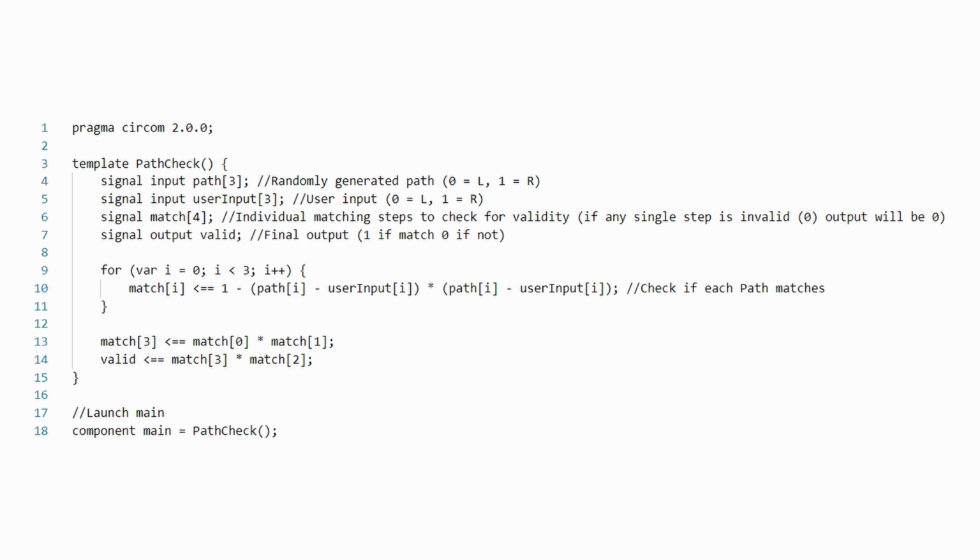In regards to the underlying implementation, you have this circuit, which is coded in Circom. So first you have the input path and the user input. Those are the randomly generated path and what the user entered in the Arduino. Then you have a matching array, which just simply compares each subset of the matches to make sure that every path matches. If that's the case, the output will be valid. However, if there is one mismatch, the output will be 0 for false.